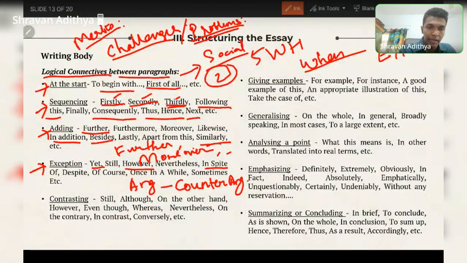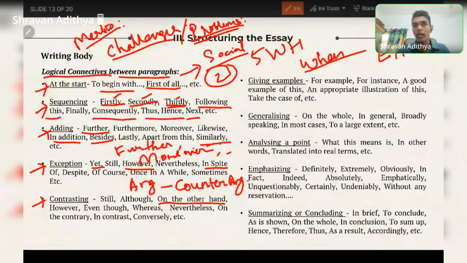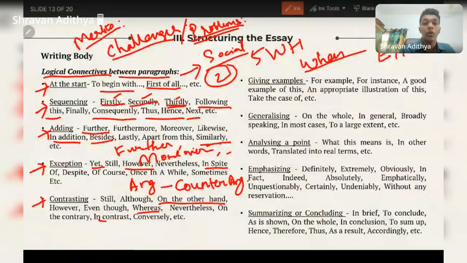For contrasting, again, so you are going to say something different from the previous paragraph, you can use these kind of words also. On the other hand, you start a paragraph with that wording, or however, or whereas, or in contrast, or on the contrary. So these kind of words can be used.